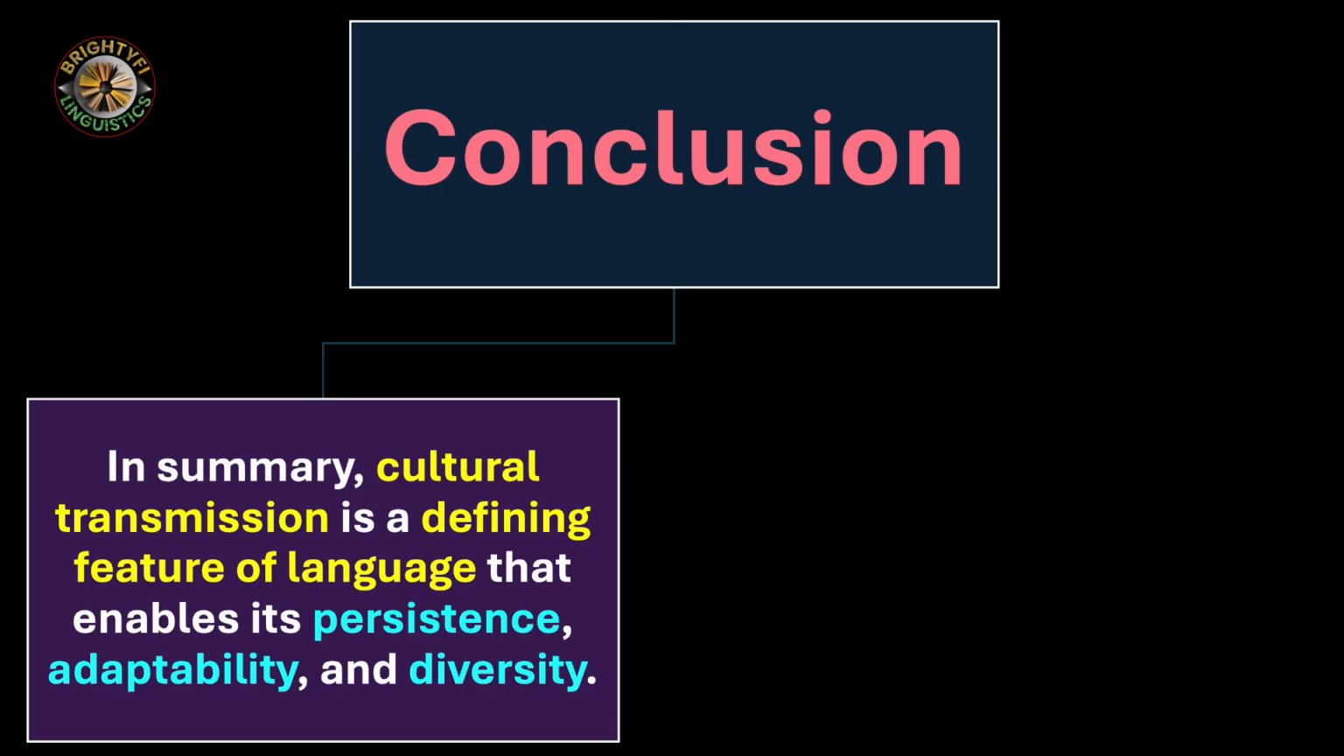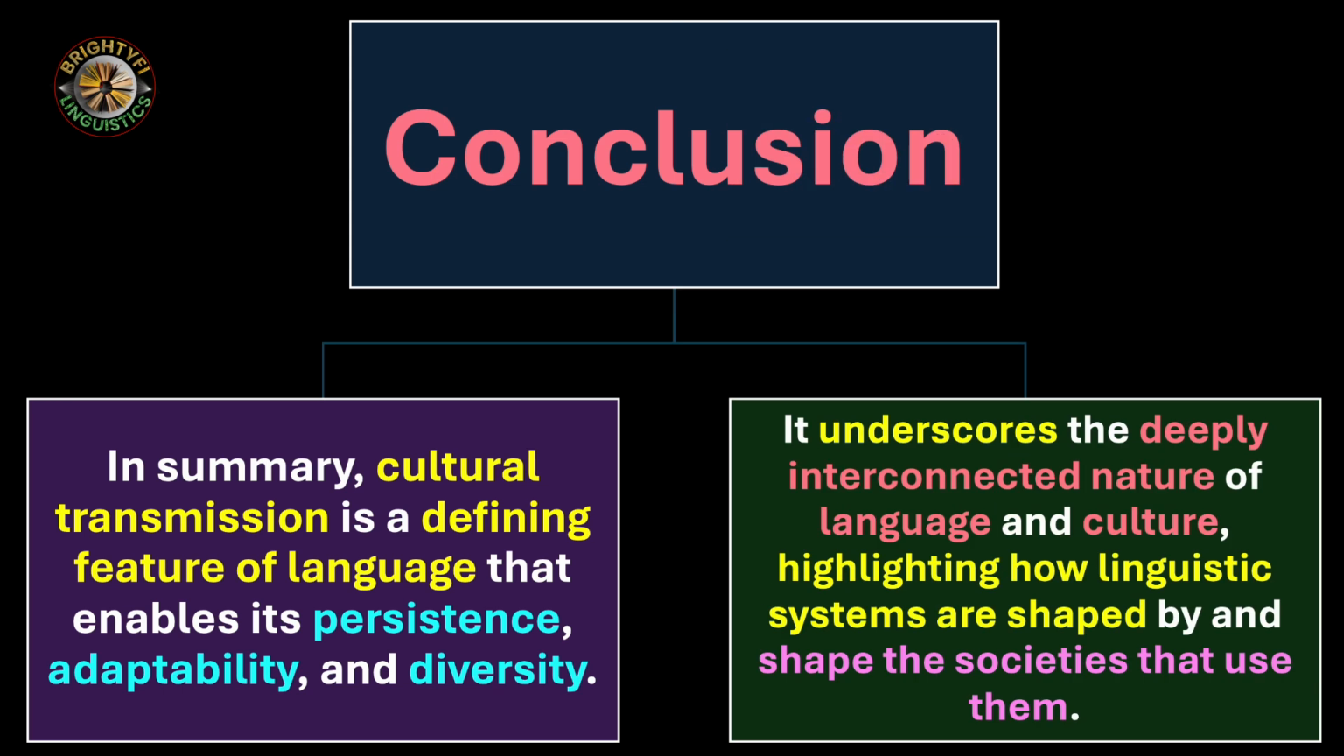And now it is time to conclude the topic. Conclusion. In summary, cultural transmission is a defining feature of language that enables its persistence, adaptability, and diversity. And the last point is it underscores the deeply interconnected nature of language and culture, highlighting how linguistic systems are shaped by and shape the societies that use them. In brief, what I can point out is that language is a product of society and culture.